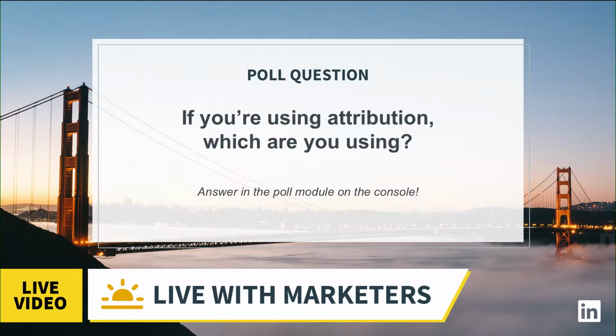I'm going to throw it back to the audience real quick and ask you your second poll question. The question is, if you're using attribution, which are you using? Your response options are A, first touch, B, last touch, C, multi-touch, or D, none of the above. Maybe you don't even know what attribution is, which is totally fine. We're going to define it right after we give you a couple seconds to respond.